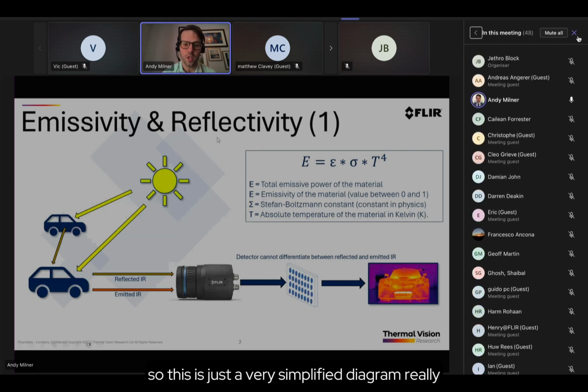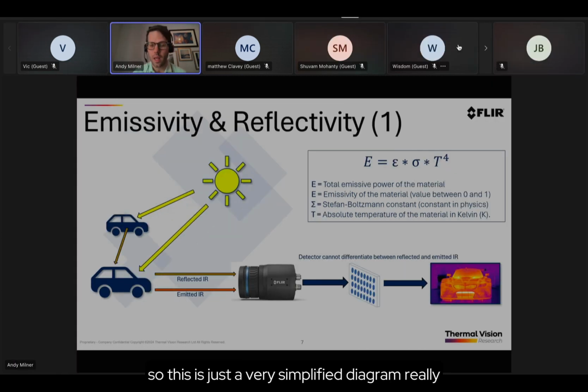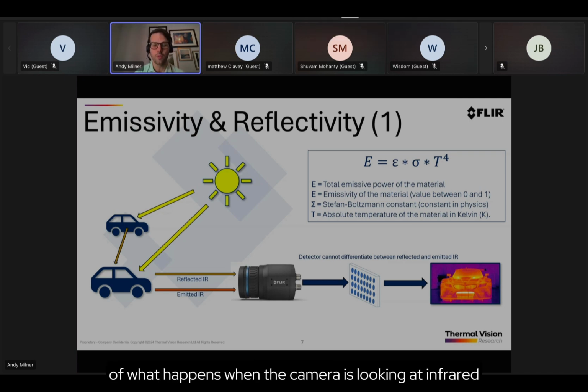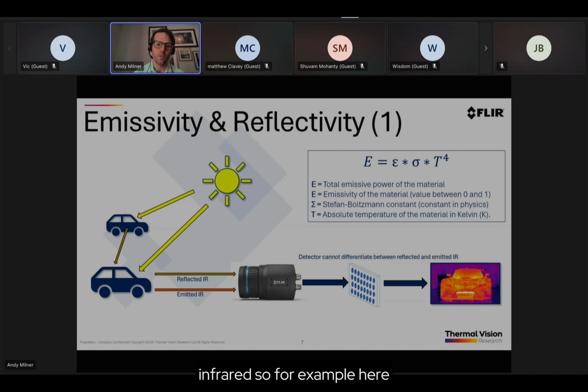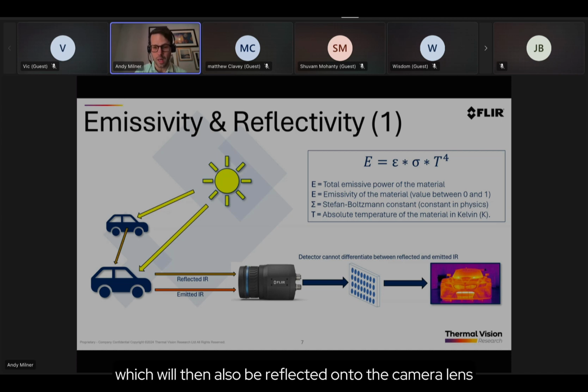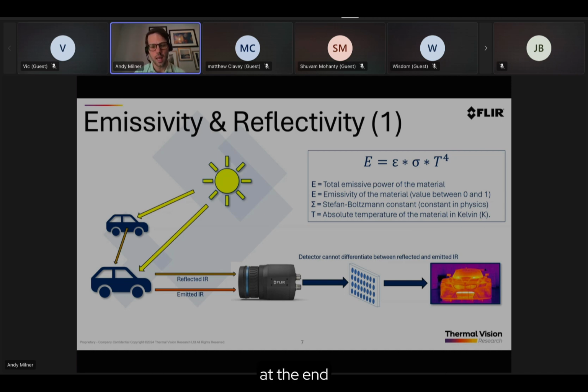This is a very simplified diagram of what happens when the camera is looking at infrared. It cannot differentiate between reflected and emitted infrared. For example, here, if you've got the sun, a source of infrared, that will also be heating both objects, in this instance, cars. The infrared from one object will be reflected onto the other, which will then also be reflected onto the camera lens and then onto the sensor, and actually influence the image that we see at the end.